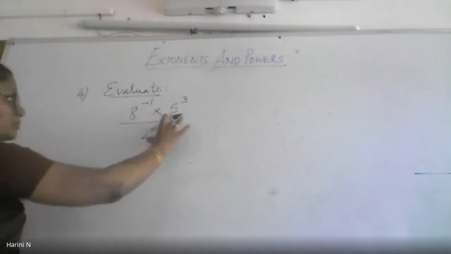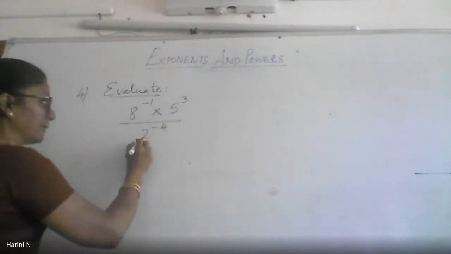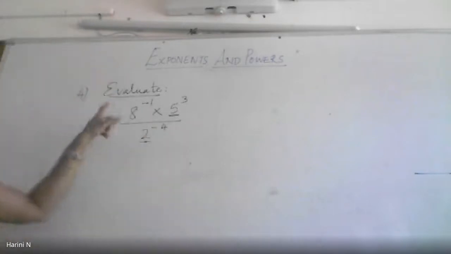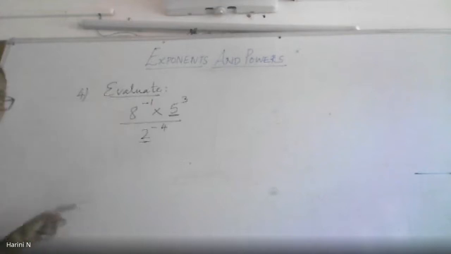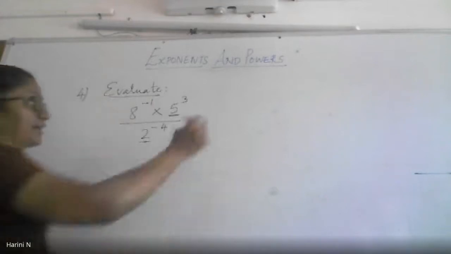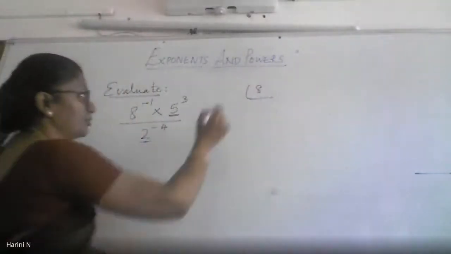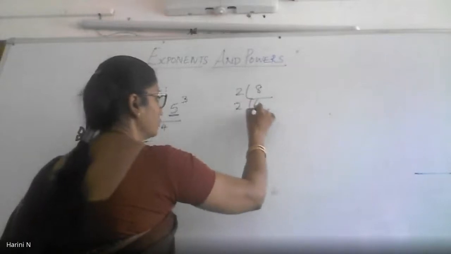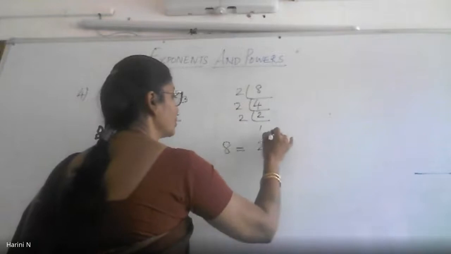So, these two exponents, 5 to the power 3 and 2 to the power negative 4, the base numbers are prime numbers. That means you can't further factorize them. But in the case of 8 to the power negative 1, this 8 is not a prime number. You can factorize 8. When you factorize 8, what will you get? I hope you remember the prime factorization. You can divide it with 2. So 2 4s are 8, 2 2s are 4, 2 1s are 2. So 8 can be written as 2 cube.